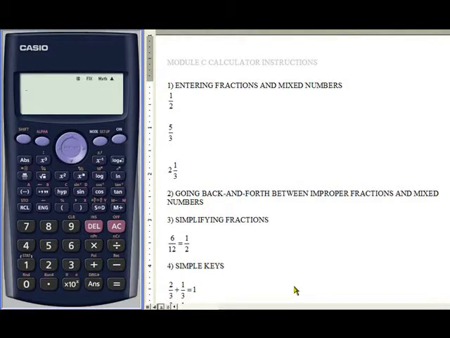Today we will talk about fractions. Let's try to enter some fractions and mixed numbers. Let's say I would like to enter 1/2.